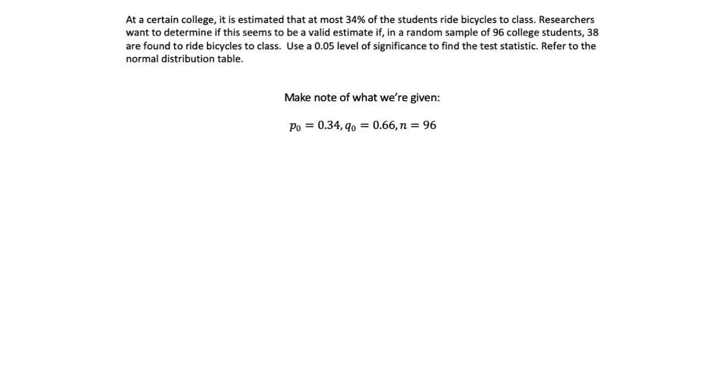So first we're going to make note of what we're given. P naught is 0.34, Q naught is 0.66, and N is equal to 96. To standardize this, we use this formula. Z is equal to X minus N times P naught divided by the square root of N times P naught times Q naught. Now it's a matter of simply substituting everything in. We see that Z is equal to 1.15.